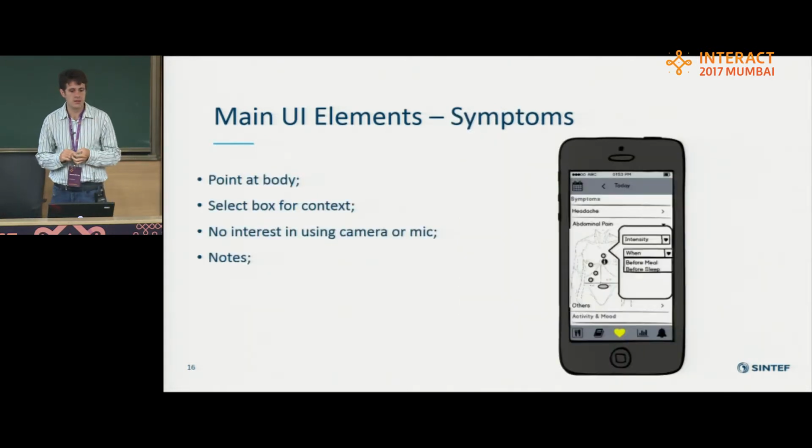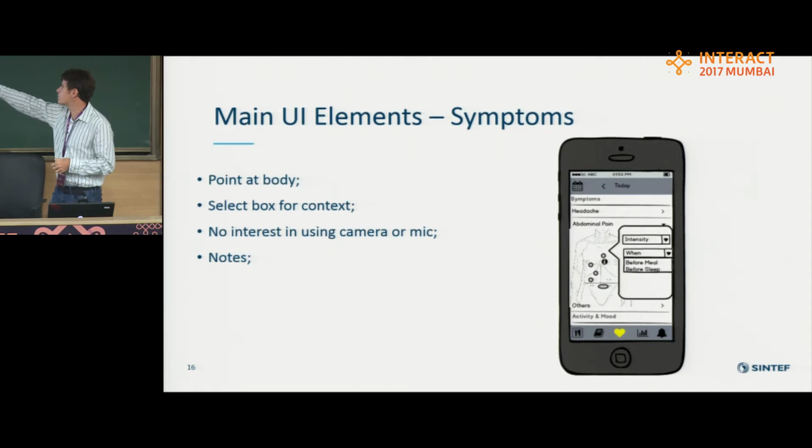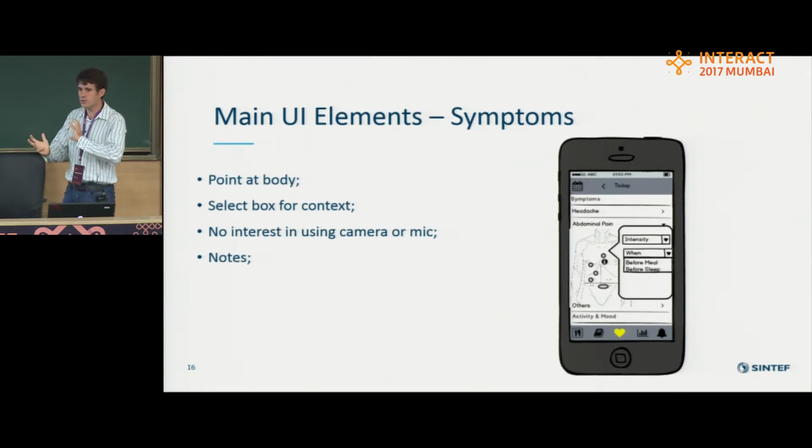For symptoms, there were a few patients that were quite happy with just being able to say, okay, I'll tell where I have pain and so on, while others actually wanted a human body, and to be able to select where the pain is, such as with a drawing. And one thing that was very important for the doctors is that you set the context, because for the doctors the context is very important to understand how this pain is coming and what it could be associated with.